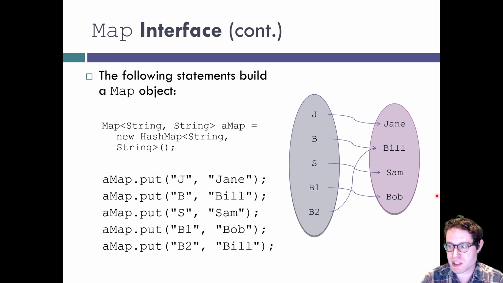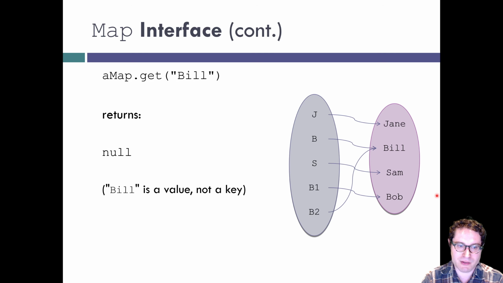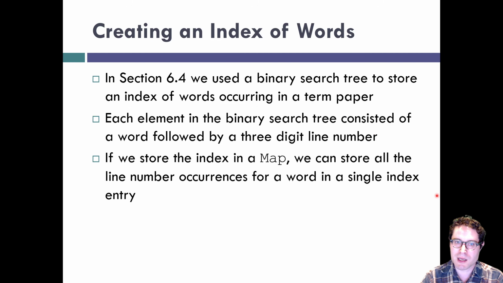So here's a bit more detail on another example for a map, right? Here's a bunch of commands that build this particular map. Here's the visualization of the map. It is a string to string map. Getting B1 returns Bob because that's the binding we set up. Bill here is a value. So this is all stuff we looked at in the previous video.